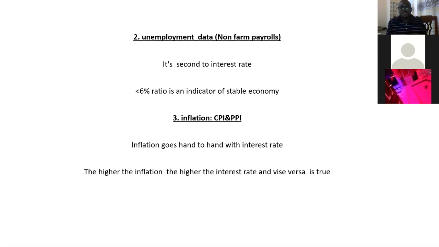All right, we have inflation. Inflation, we discuss more about CPI and PPI. We'll go to that. CPI is the consumer price index, guys. In fact, the combination of CPI and PPI is the one that gives us inflation. See, inflation goes hand in hand with the interest rate. As I said before, when we have inflation data and the other data combined, they give us a picture that the central bank can use to decide about the interest rate of the country.